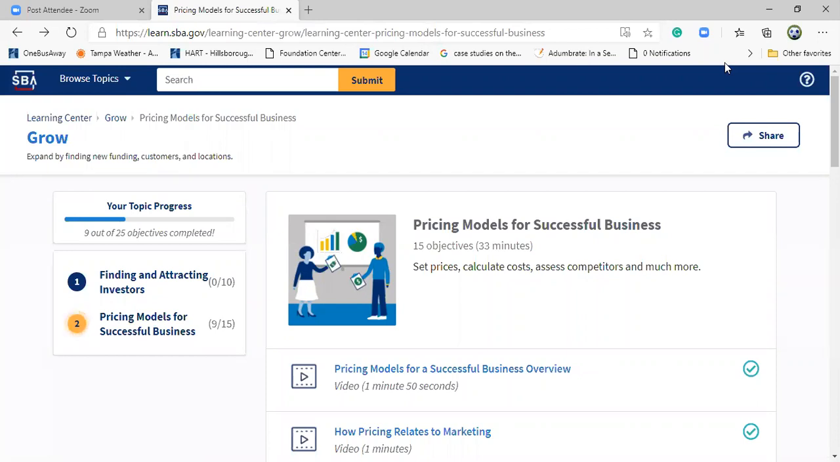So as you see, that's a lot of stuff that goes into how you determine the price. So let's get started and find out how we determine what the price is for a particular product or service.